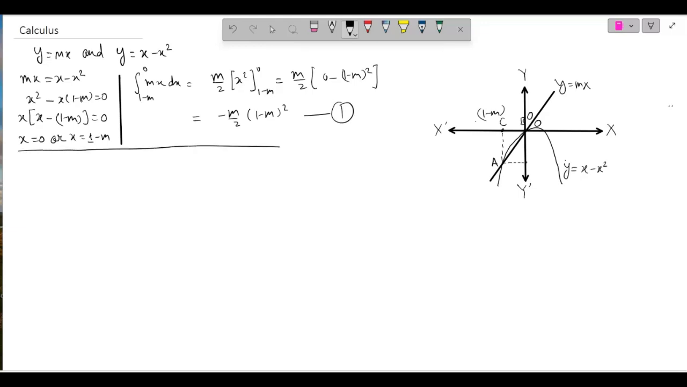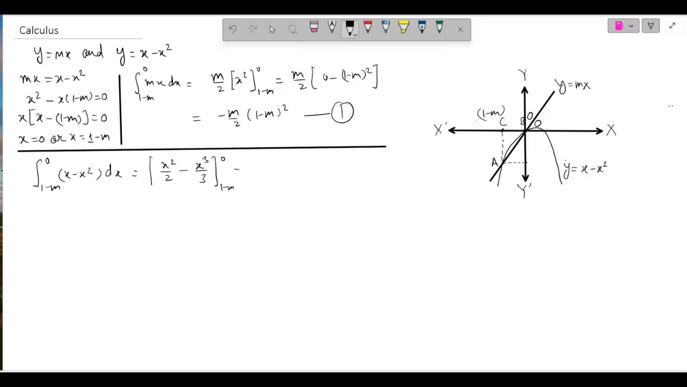Similarly, we are going to integrate the parabola over the same region, from 1 minus m to 0, x minus x square dx, which is x square upon 2 minus x cube upon 3, and the limit is varying from 1 minus m to 0. Solving it, we will have 0 minus (1 minus m) whole square upon 2 minus (1 minus m) whole cube upon 3. Again, we will write it as (1 minus m) whole cube upon 3 minus (1 minus m) whole square upon 2. So this is our second area from the region 1 minus m to 0.